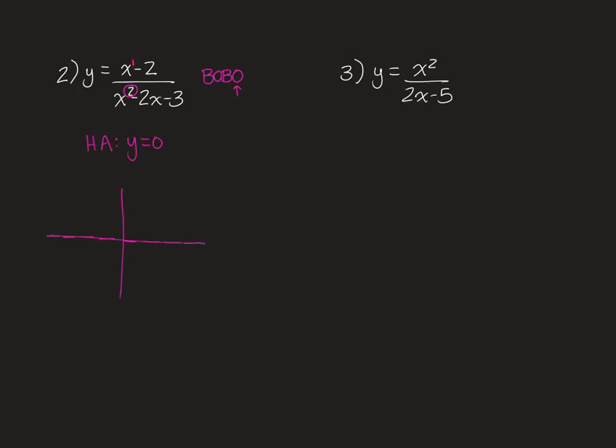Number 3, we have x squared over 2x minus 5. The largest exponent in the numerator is a 2. The largest exponent in the denominator is a 1. So overall, the biggest exponent is on top. This is Botan, big on top, none. So there are no horizontal asymptotes. Again, graphically, there's just not going to be anything. And that's how you find horizontal asymptotes. Bobo Botan eats dark chocolate.